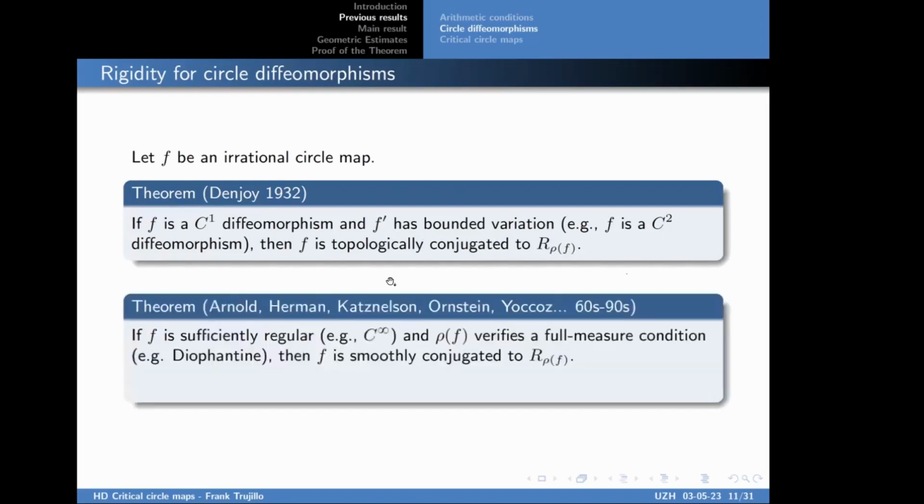And moreover, we have a result. This is really a very, very summarized version of many, many important results that spanned over three decades. So I am surely forgetting many names here. I just put some of the authors that made contributions on this. So my summarized version is the following. If you take a circle map, a sufficiently regular one, and you suppose that its rotation number has some nice arithmetic properties, so for example, it's Diophantine, then it turns out that your map is not only topologically conjugated to a rotation, but it's actually smoothly conjugated to a rotation.